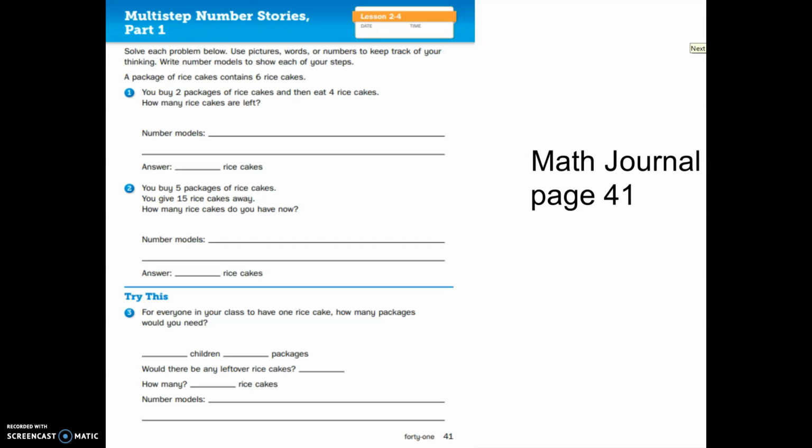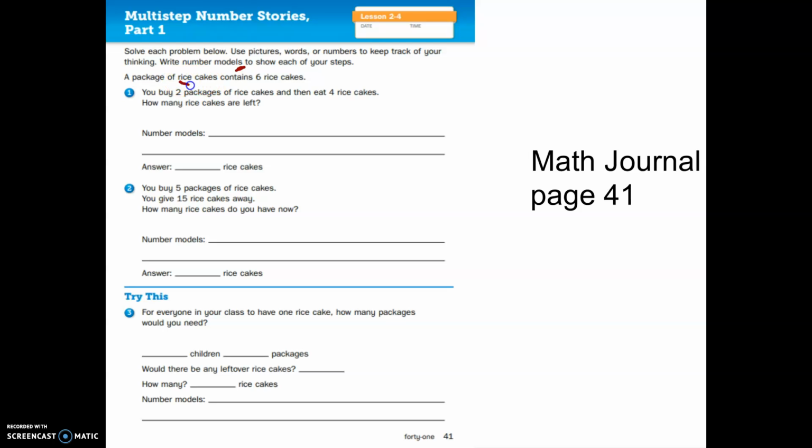On page 41 of your math journal, there are some practice problems. So solve each problem below. Use pictures, words, or numbers to keep track of your thinking. Write number models to show each of your steps. You see that S there? That means that's a plural. You're going to have to write more than one. Let's do the first one together.